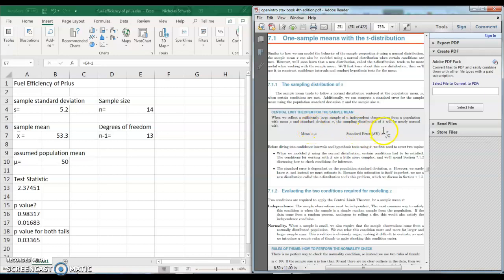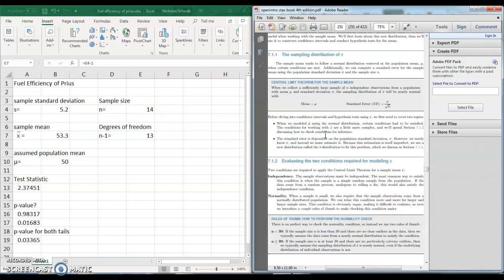Well, there's some problems, right? We want to be able to use the central limit theorem for this, just like we were doing it with a proportion, except we don't know this. We don't know what sigma is. We just know what s is. So we don't know the standard deviation for every single Prius owner. We just know it for these 14 Prius owners. That's a really small sample size. The first part of this says, when we collect a sufficiently large sample of n, well, we don't have a sufficiently large sample of n. We have 14 people. So we can't use a normal distribution here.